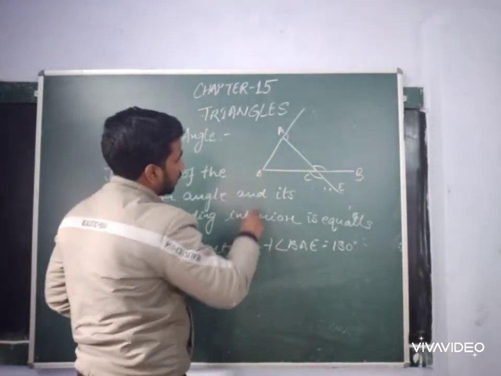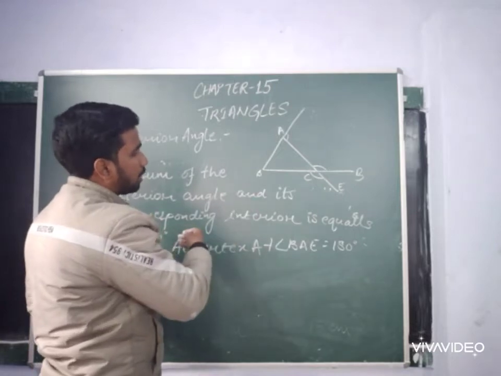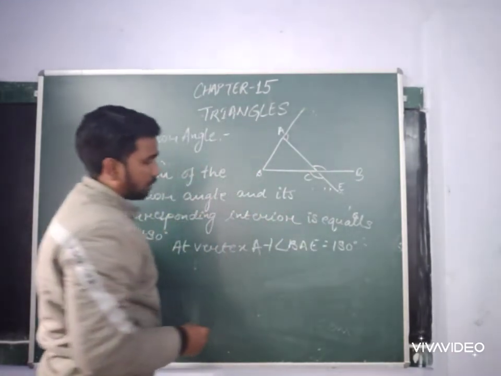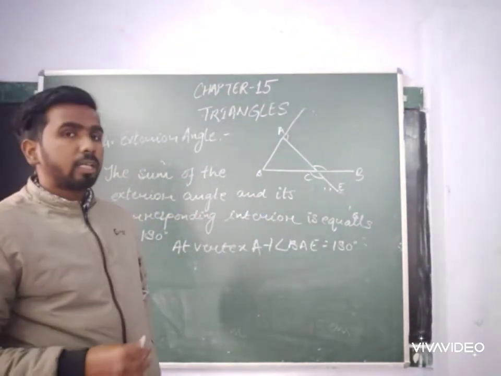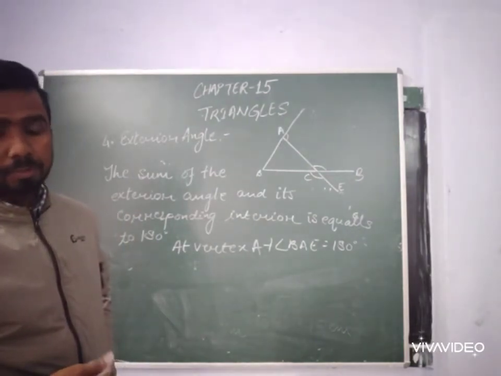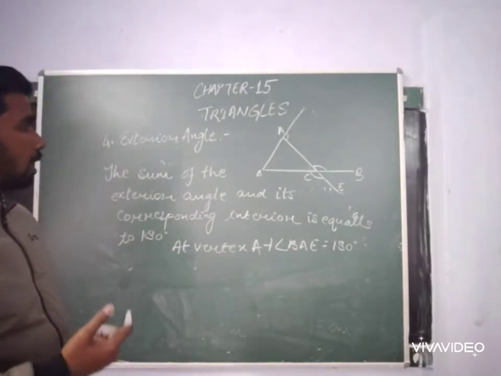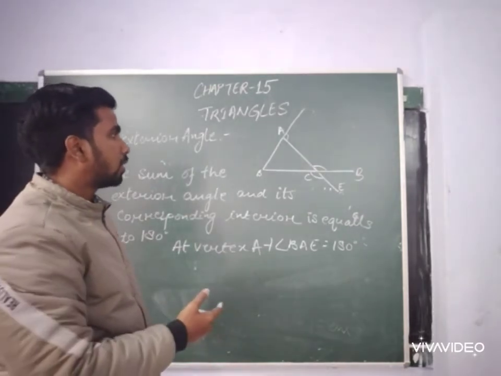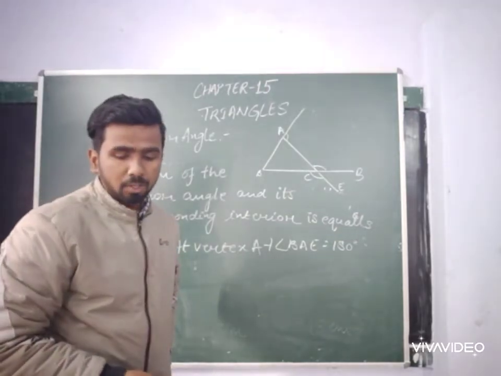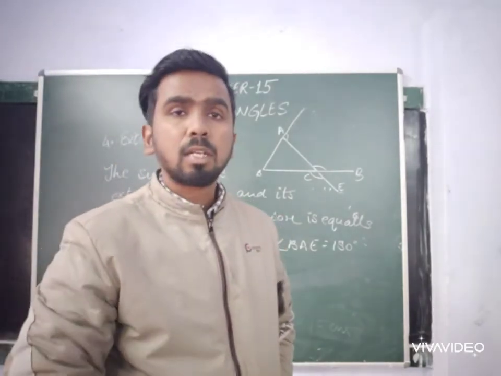Likewise, if we are taking vertex B and producing it, the angle which is forming at vertex B will also be equal to 180, and at C also, that will be equal to 180 in case of vertex C. So I hope you have understood that an exterior angle is just a producing of any side of the triangle. Clear? And the sum is 180. So now we will move on to the next point, and that is interior opposite angle.